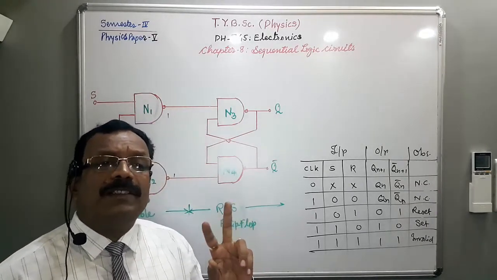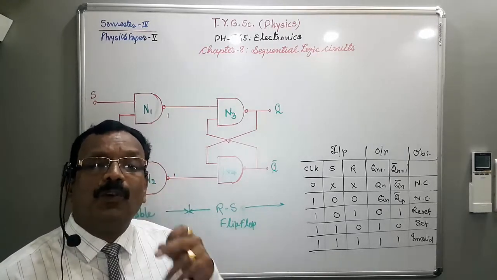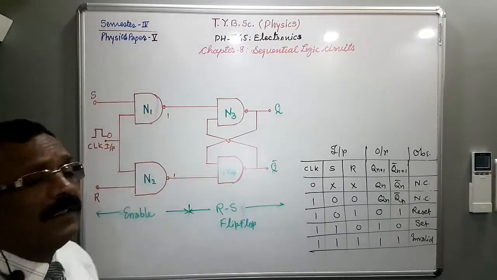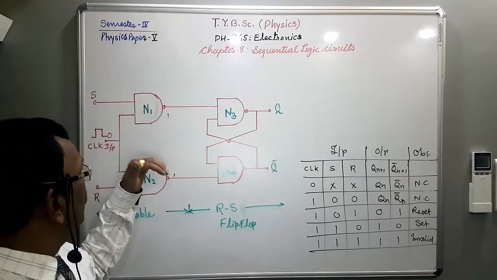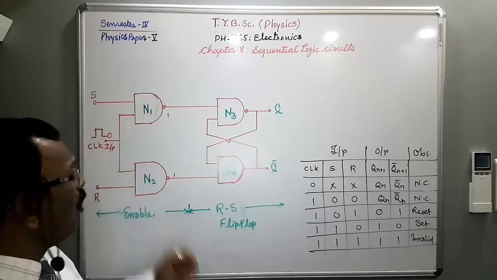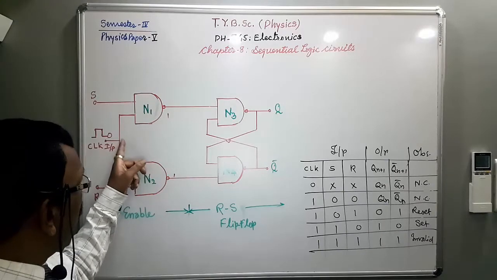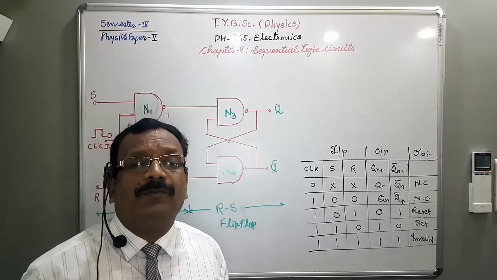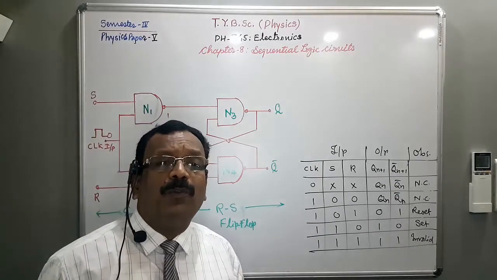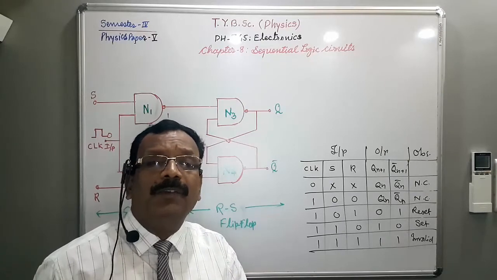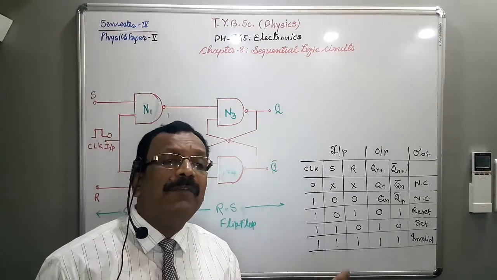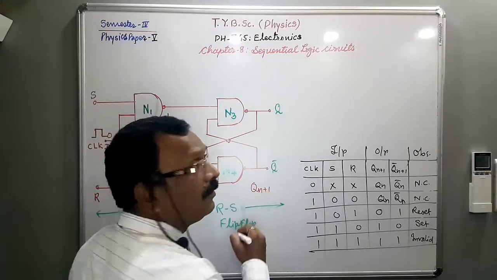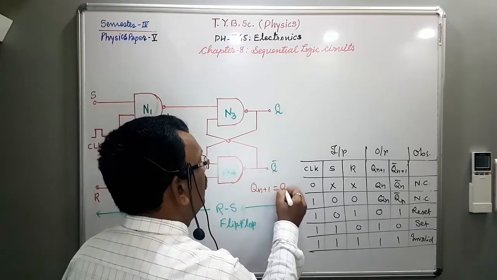When the clock pulse is low, that is logically 0, the output of both the NAND gates will be 1 irrespective of the S and R values. Whatever be the value of S and R, when the clock pulse is 0, both the NAND gates have output 1. And thus the output of the RS flip-flop will be the same as the previous state, that is Q n plus 1 is equal to Q n.